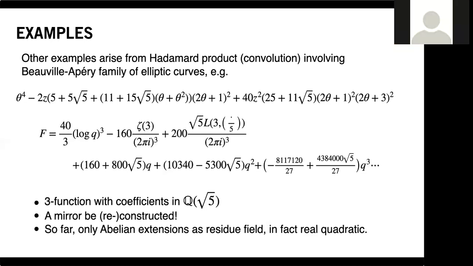So what is a Hadamard product? It's an operation where you have 2 families of elliptic curves over P1. One is parameterized by Z, the other by W.